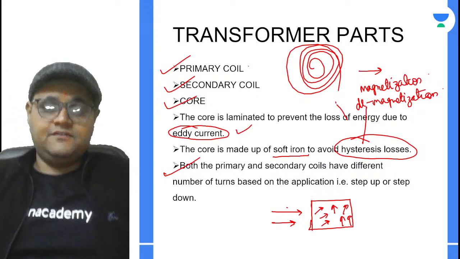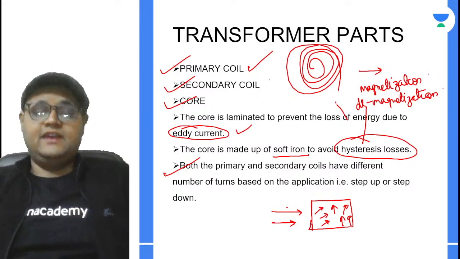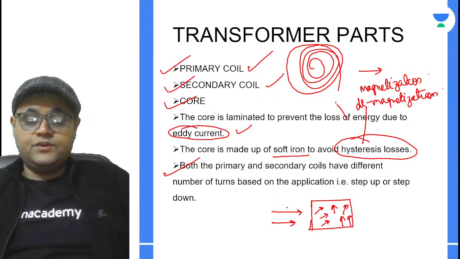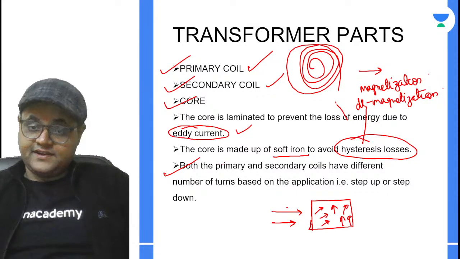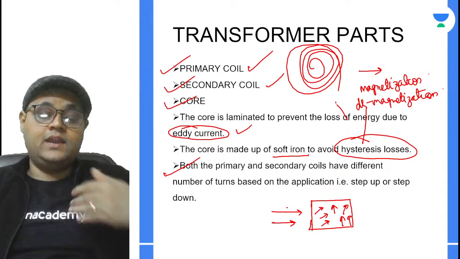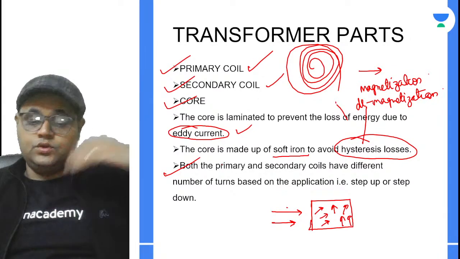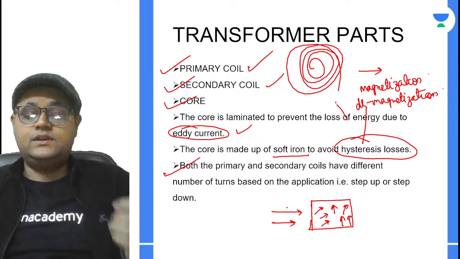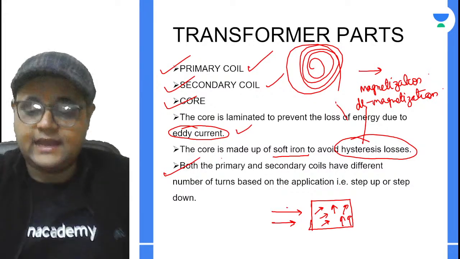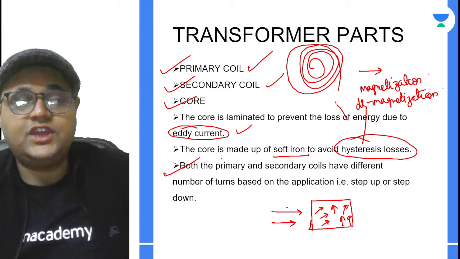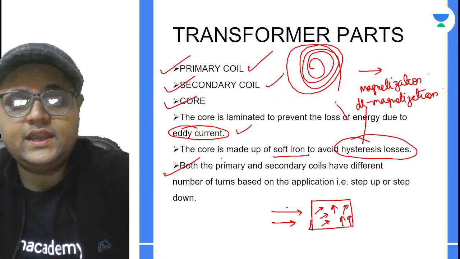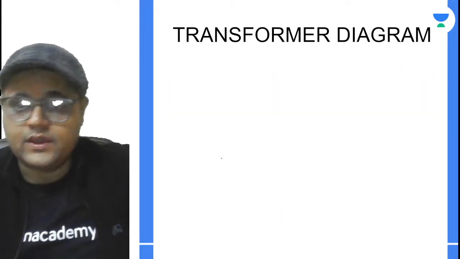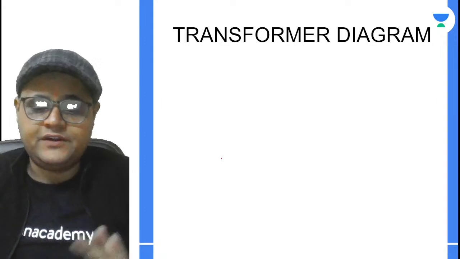I have told you that we have a primary coil at the primary side and a secondary coil at the secondary side, and we ensure that the number of turns on the primary and the secondary are different. Why, I'll tell you in a while. The step up and step down operation is based on the number of turns. I'll show you mathematically what happens if we change the turns: in one case the voltage will be stepped up, and in the other it will be stepped down. Now let's see a working diagram of a transformer.